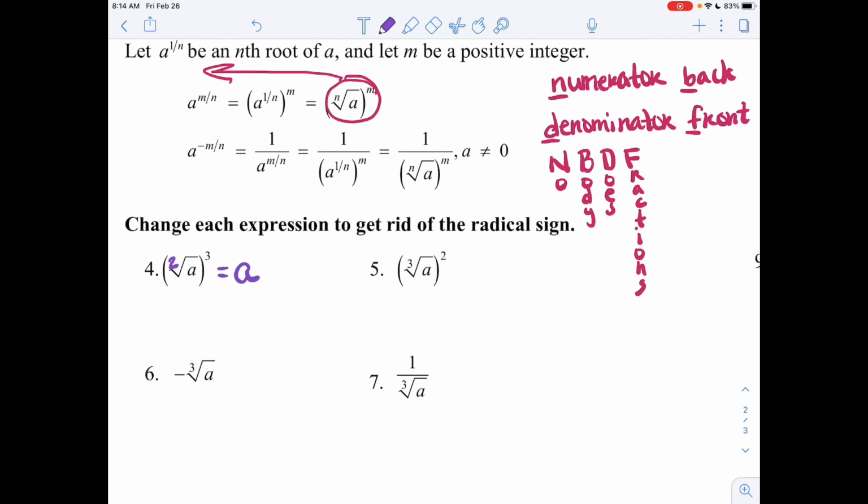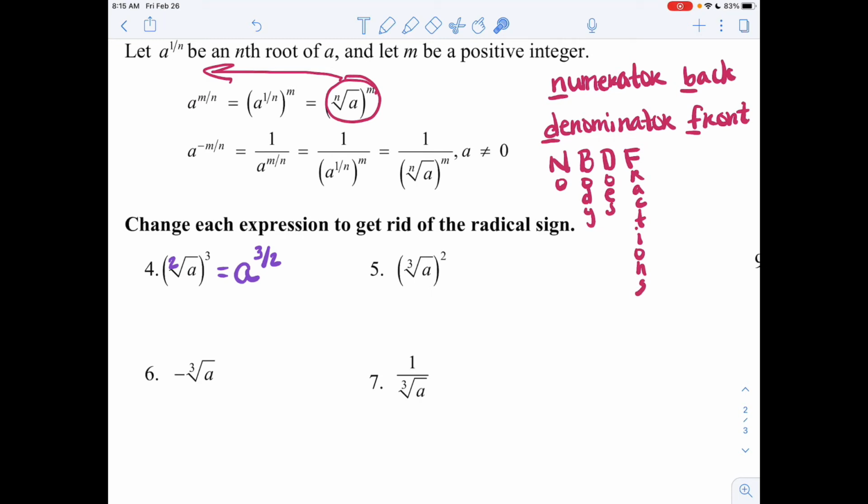So remember that the numerator is the back number, so that's going to be the 3, and the denominator is the front number, so it's a 2. So our n value, which is 2, goes in the bottom. Our m value goes in the top. So this is our rewritten radical in exponent form.